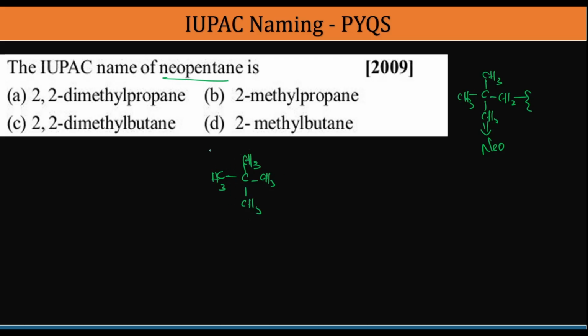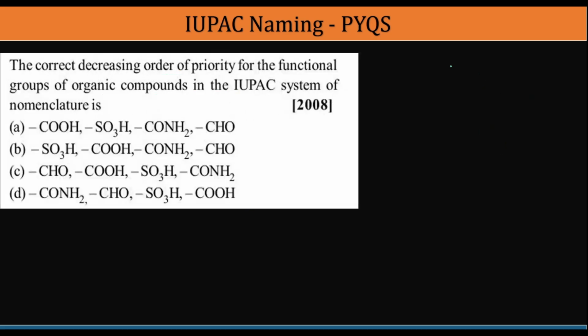Okay, how can you write the IUPAC name? We just give numbering from here, and then this is 2,2-dimethylpropane. That's simple, right? 2,2-dimethylpropane. This is a simple question they have asked in 2009. So I'm trying to cover all the questions so that you don't get confused anywhere. This is how we'll be solving even more questions.